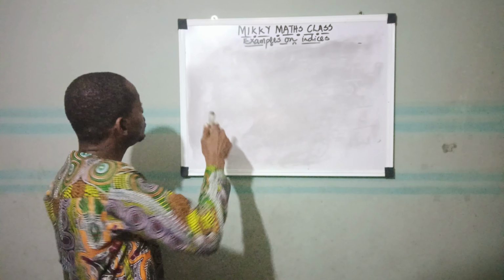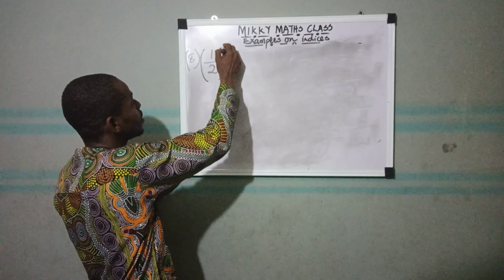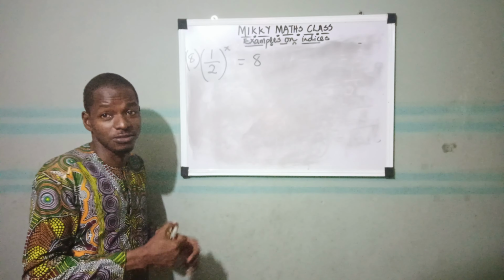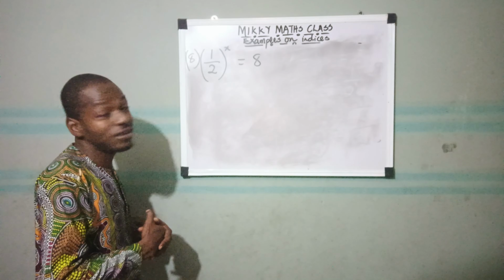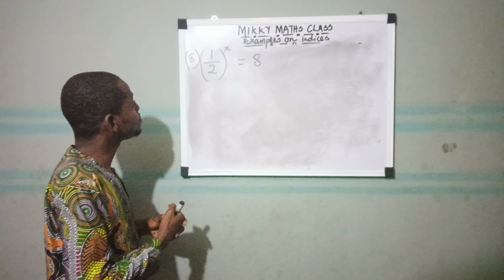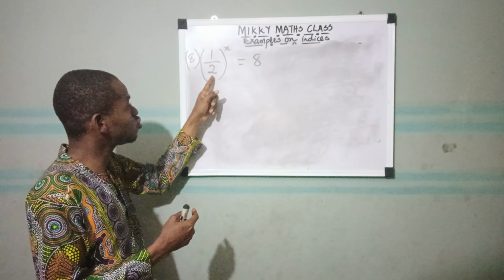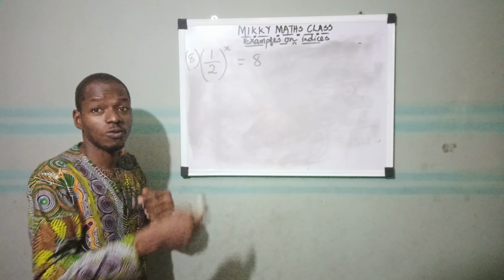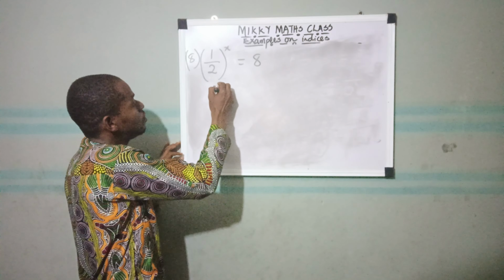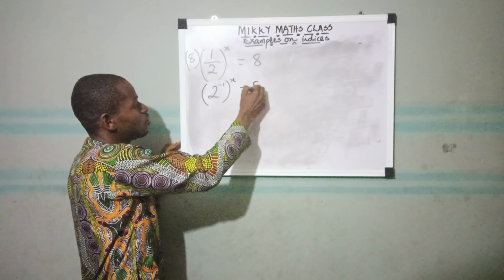Alright, take example 8. Example 8 says 1 over 2 raised to the power of x equals 8. Now we are going deeper into indices. Alright, 1 over 2, this fraction can be written in a negative form. This is the same thing as 1 over 2 raised to power 1. And if I want to write it, I'll take the reciprocal. The reciprocal of this is the same thing as writing 2 raised to the power of minus 1. Then the power here is x equals to 8.